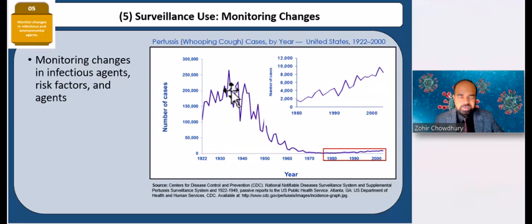Another use of surveillance is to monitor change. In this graph, we can see the number of cases of pertussis, or whooping cough, in the US from 1922 through 2000. So what we are seeing is the significant decline of substantial cases of whooping cough. However, if you start looking closely in here and you blow this region up from 1980 to 2000, the trend is actually going upward all over again.